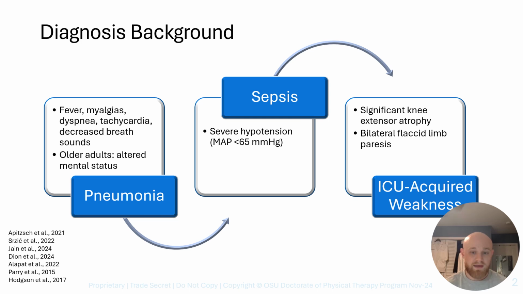ICU-acquired weakness is resultant of sepsis and prolonged bed rest. It has a 100% prevalence in those who've been intubated for at least 7 days, and it presents as bilateral flaccid limb paresis and severe muscle atrophy. And this is commonly attributed to systemic inflammation, sedative medication use, and prolonged bed rest.